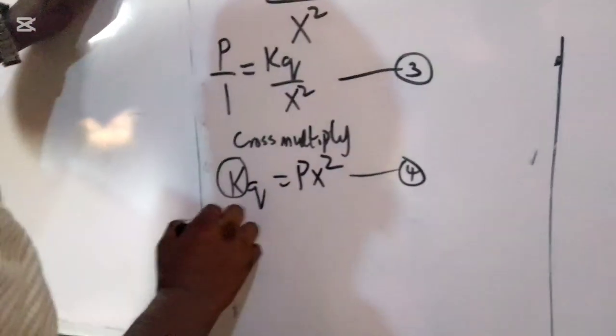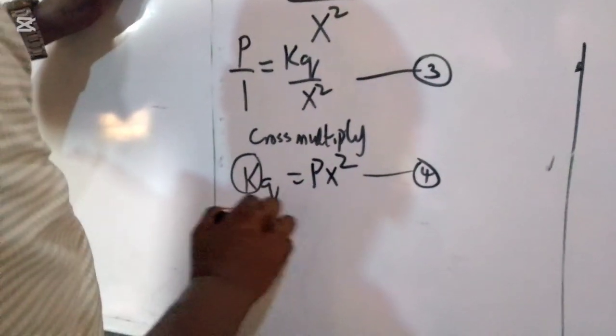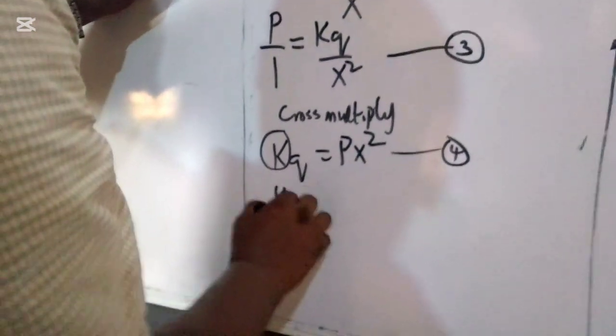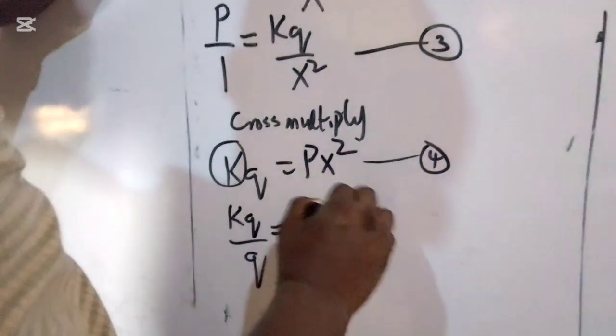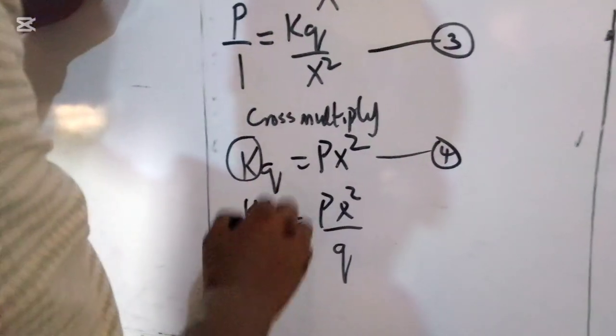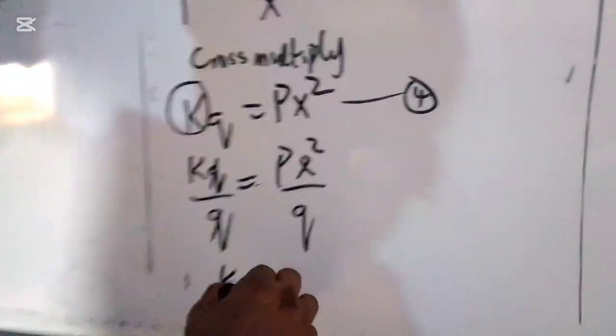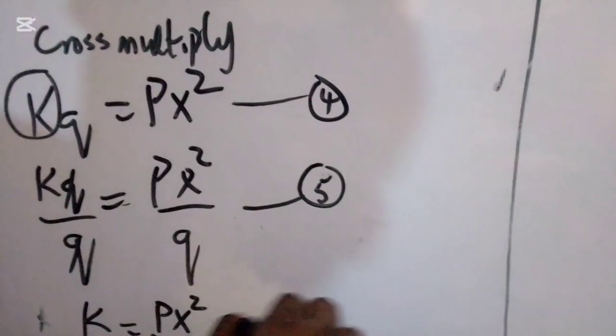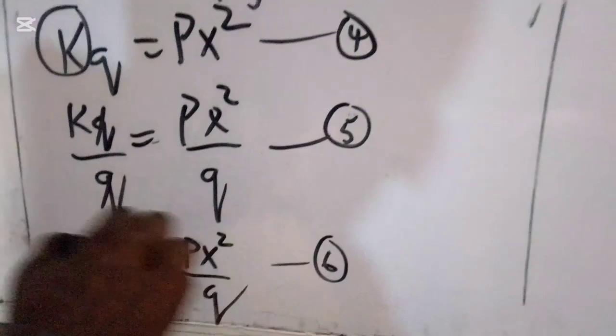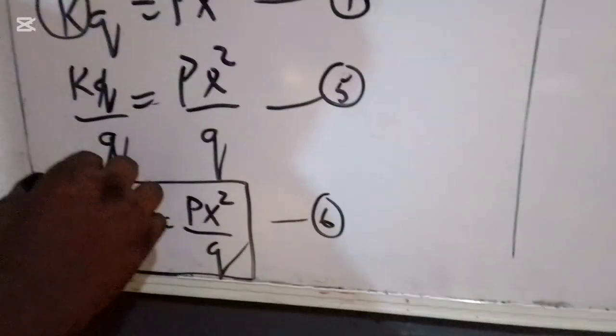To make K the subject, I divide both sides by the coefficient of K, which is Q. So I will say KQ divided by Q is equal to P x squared divided by Q. So this cancels this, so my K automatically becomes P x squared all over Q. This is equation 5, and this is my equation 6. This equation 6 forms the relationship of my constant of proportionality.